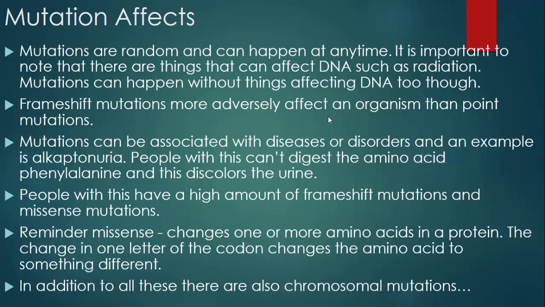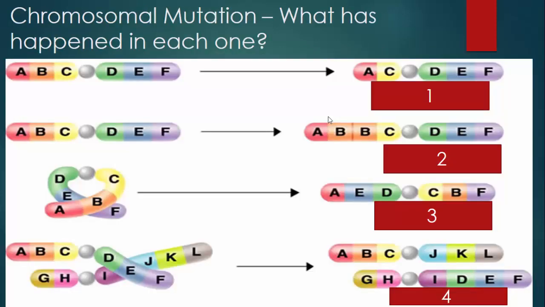In addition to all these, you also have chromosomal mutations, which happen on chromosomes. Now, these are pretty easy. These are not very difficult at all. Don't confuse them with point or frameshift mutations. So here we have some information, A, B, C, D, E, F, and here we have A, C, D, E, F. So something has gone missing.